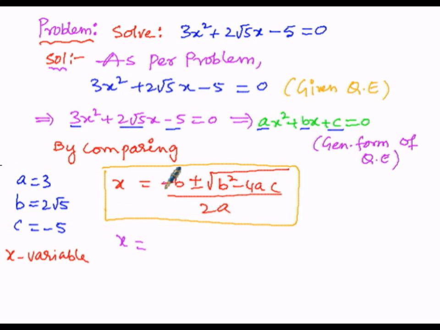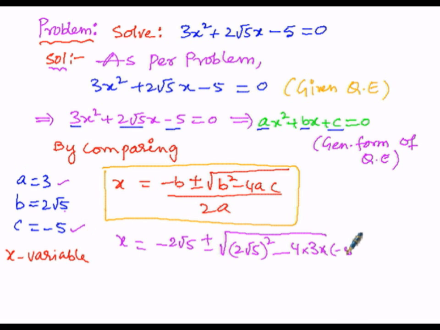First of all, we have to write this negative sign as it is, then later we go for b. So, b value is 2 root 5, plus or minus root of b square. So, b is 2 root 5, and it must be squared because it is b square, whole square, minus 4ac. 4 into a value is 3 into c value is minus 5, within the bracket because it is negative, then overall divided by 2a. So, 2 into a is 2 into 3 again.